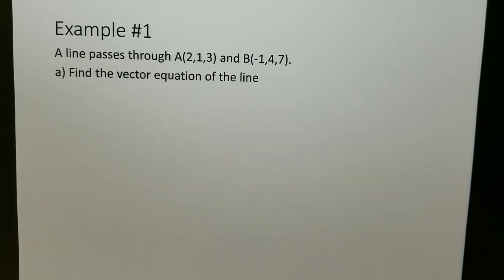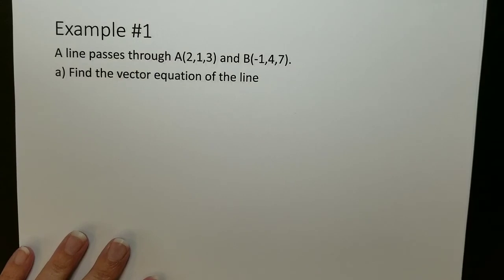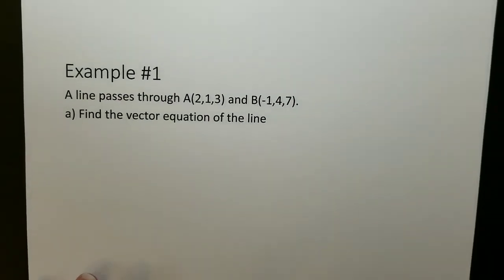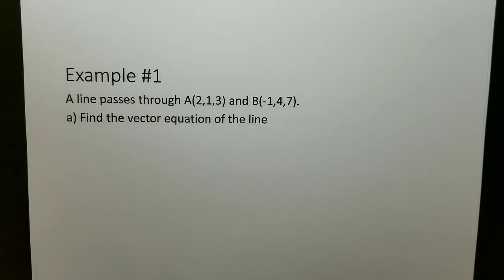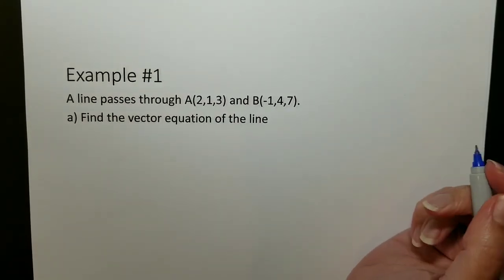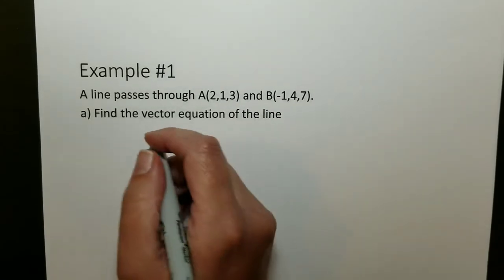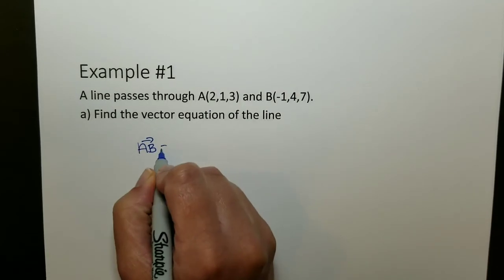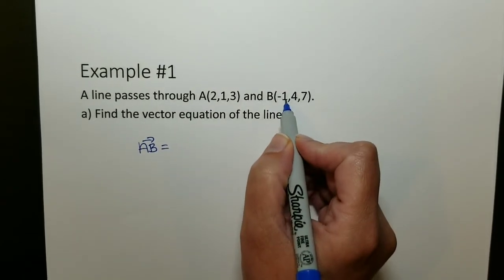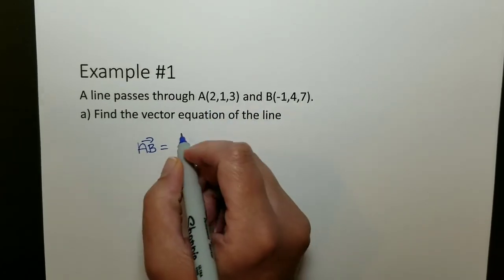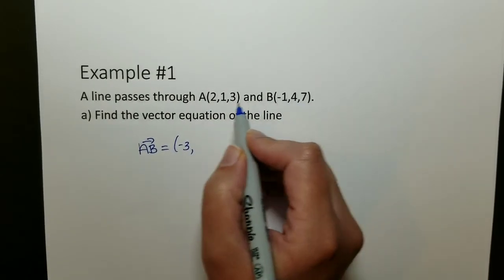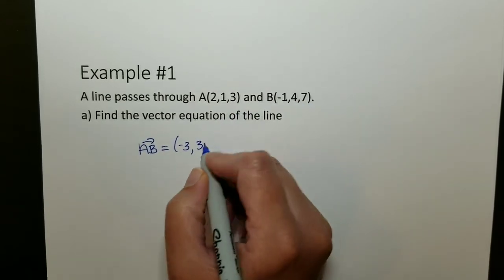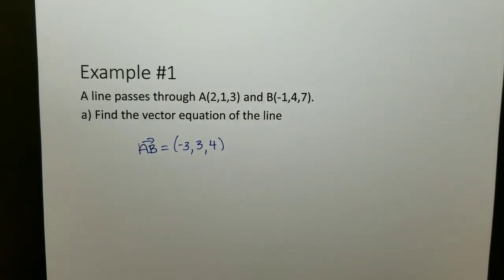So this is not going to be really much different from what we did in the previous note. We've got two points, A and B, (2, 1, 3) and (-1, 4, 7), and we want to find the vector equation of the line. So I am going to find a direction vector, AB, subtracting the endpoint minus the start. So -1 minus 2 is -3, 4 minus 1 is positive 3, and 7 minus 3 is 4. So this is a direction vector.